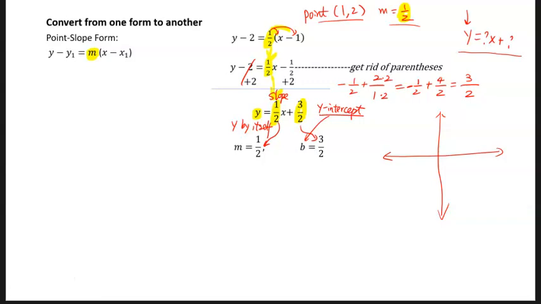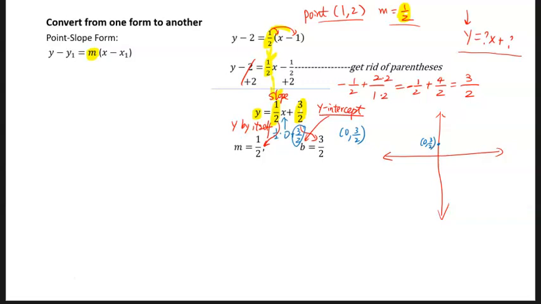If I plug in 0 for x, we will get 1/2 times 0, which is 0, plus 3/2, and that's going to give us 3/2. So we're going to get a first pair, which is (0, 3/2). Let's just say that this is where the point is.